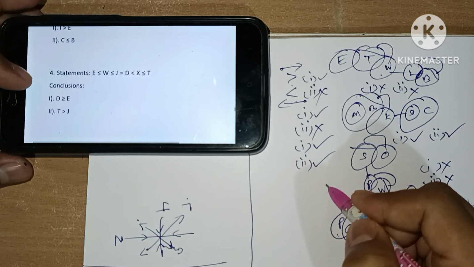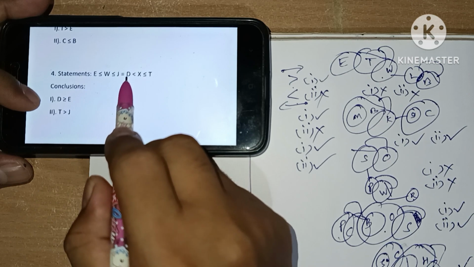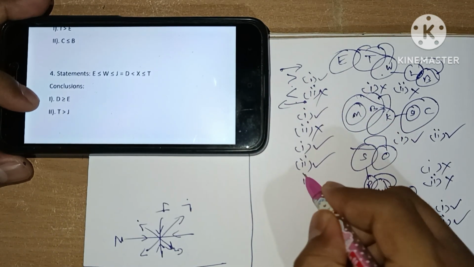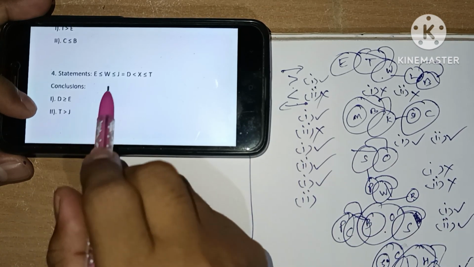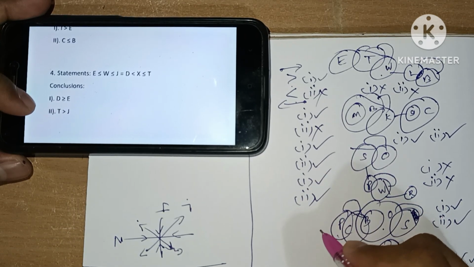Fourth question, the flow from D to E with everywhere equals to. From D we can reach to E, and there is everywhere equal to also. First conclusion will be true. Second conclusion, the flow from T to J. From T we can reach to J. So second conclusion is also true.